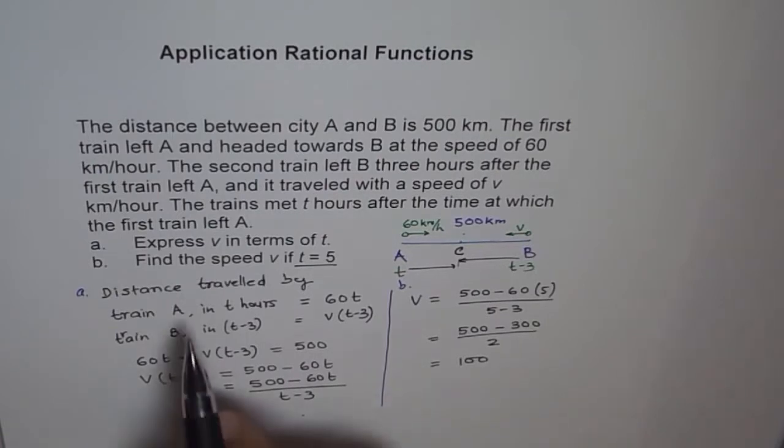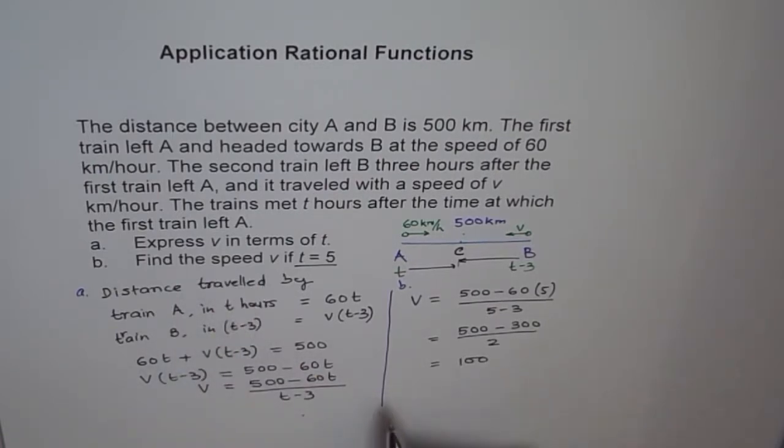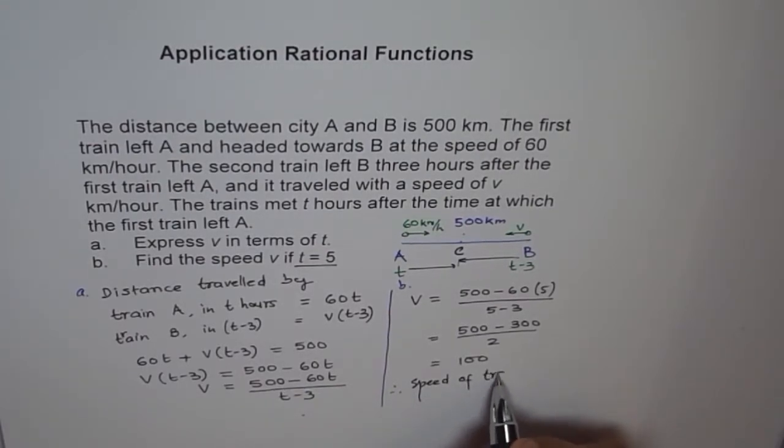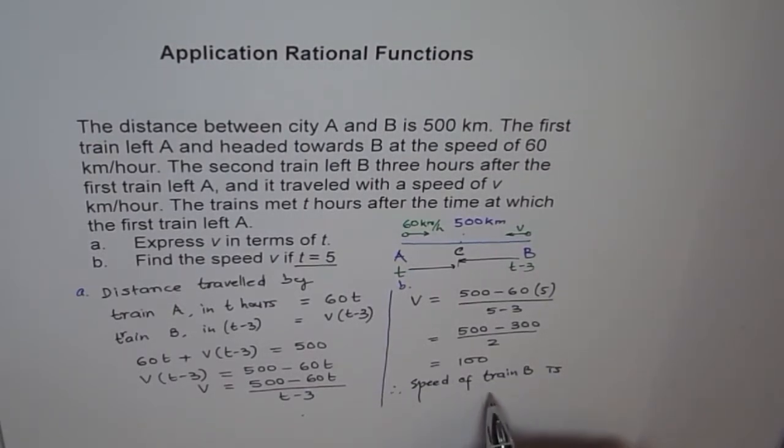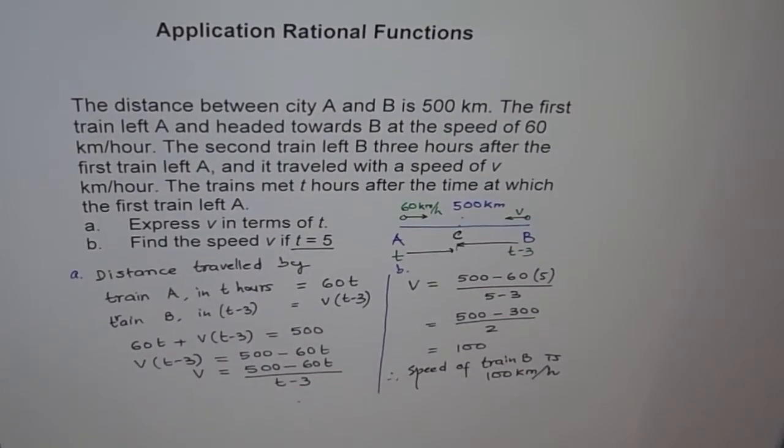So what is the speed of train B? Therefore, the speed of train B is 100 kilometers per hour. Don't forget to write the units, okay? Have a good look at it.